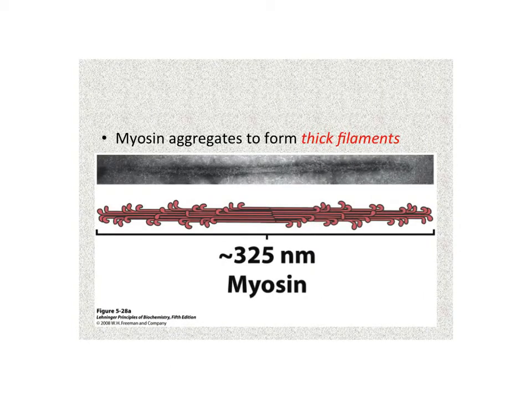And then what happens is that the myosin aggregates to form these really thick filaments. You can see how the long filamentous portions all come together almost like a rope. And then you can see the head groups protruding out from the filamentous body. And these get quite large. I know it says 325 nanometers, but you have to realize that on the atomic scale, it's actually quite long.